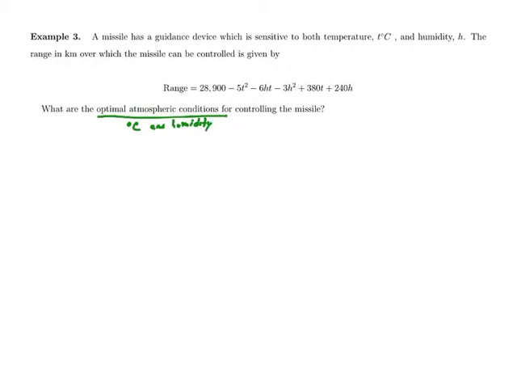for controlling the missile? Right, so we have some kind of formula here that tells us with different temperatures and different humidities what is going to be the max amount of range that we can control the missile. And we are trying to find the optimal conditions. We're going to try to optimize this function. That is, we're going to try to maximize the range. We're trying to maximize that function, which means that we're going to try to find the global max of that function.